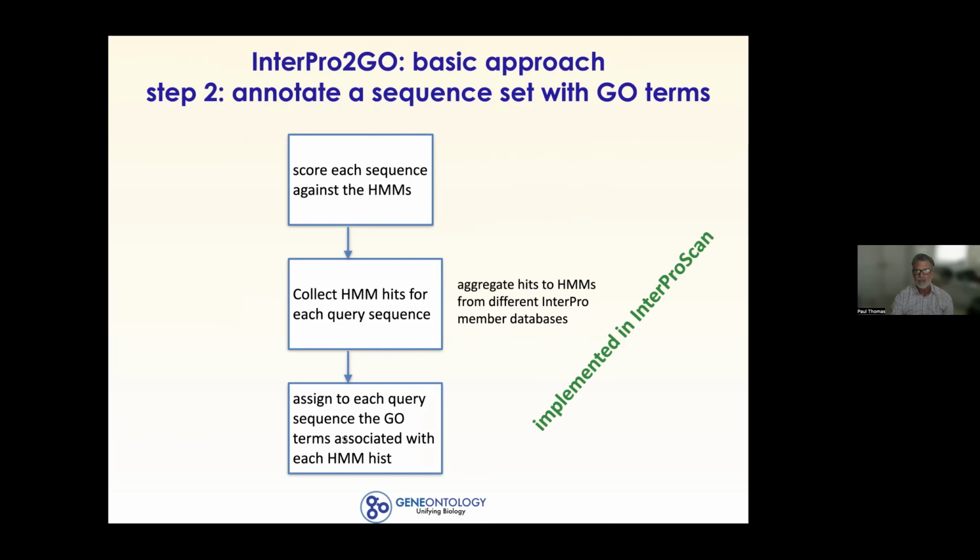So then the second step, as I said, is once you have these annotated HMMs, you can score each sequence in any set of sequences, in any unannotated genome or set of sequences that doesn't have any GO terms associated with it. You can score each sequence against the HMMs. You can collect all the HMM hits in all the different member databases for each of those query sequences, and then assign to each of the query sequences the GO terms that were associated with the HMM hits. Sorry for my misspelling there. And this has all been implemented in a very nice downloadable software package called InterProScan.